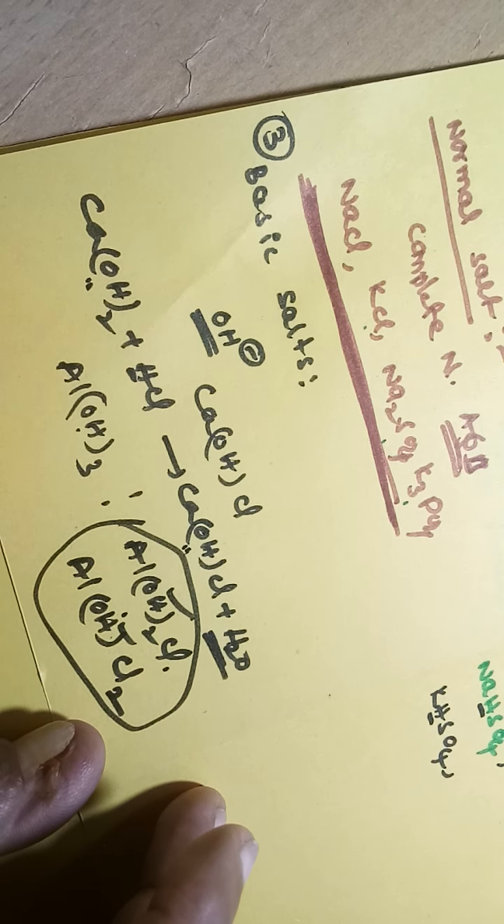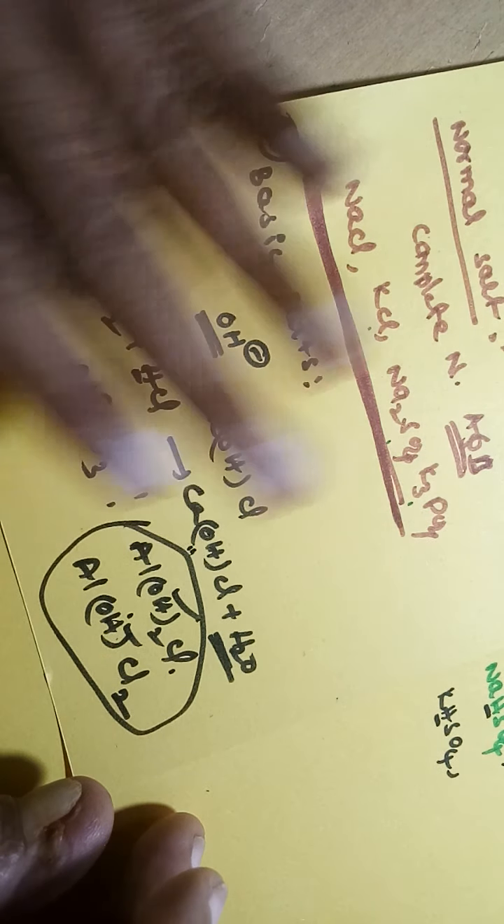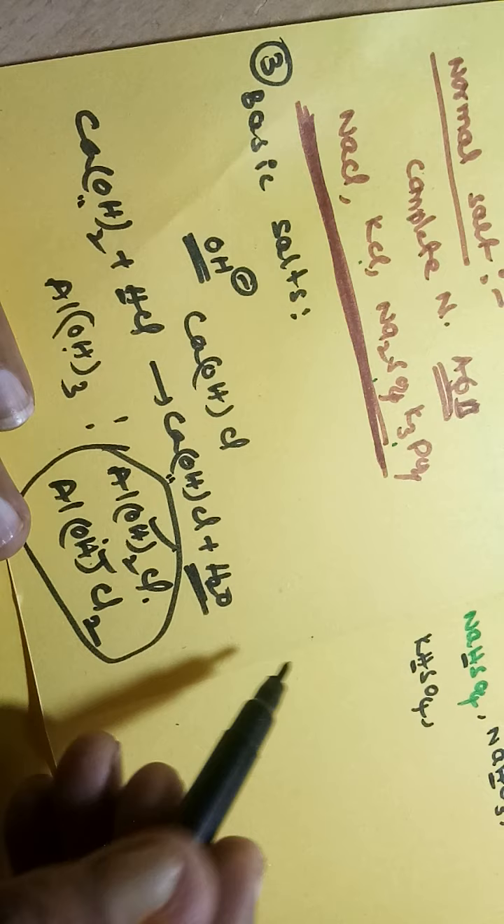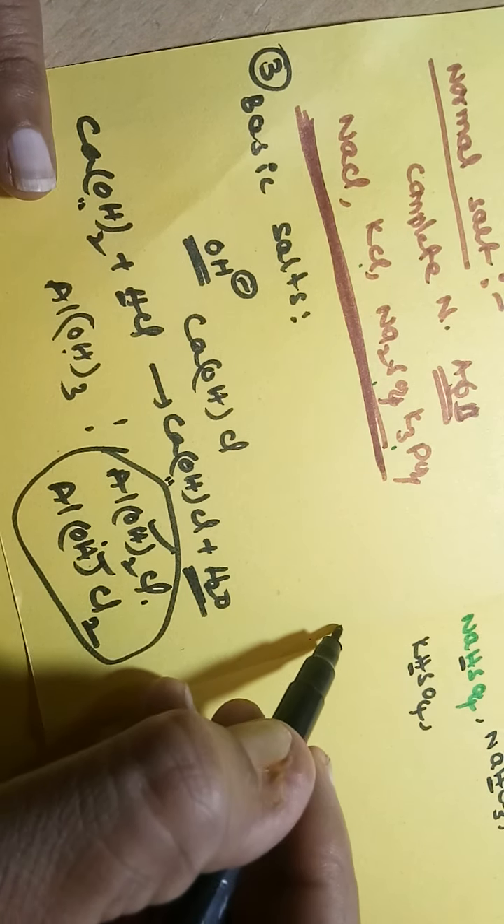These acidic salts and basic salts we can also discuss in the next concept, that is hydrolysis of salts. Due to cationic hydrolysis, an acidic solution is formed. Due to anionic hydrolysis, a basic solution is formed. That is another category. Here we are at the 10th standard syllabus, so that's why we discussed based on H plus and OH minus ions.